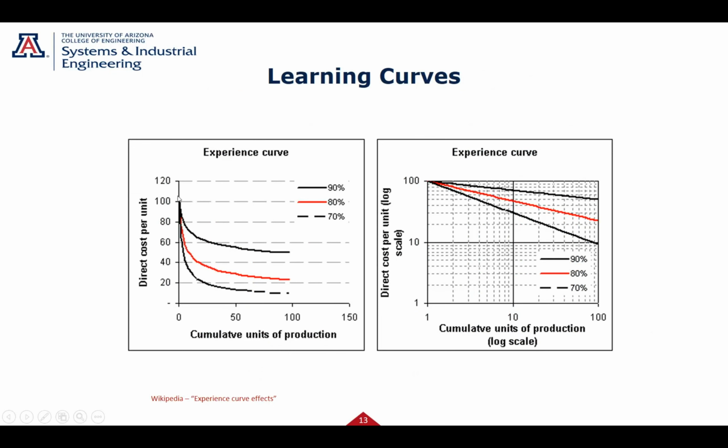This is what it looks like here if I graphed it. So if I had a 90% learning curve, 100 hours for that first unit. This is how the labor comes down per unit. 80%, 70, and you can see that. If I graph this on a log, you can see I'd get straight lines on those learning curves. So just different ways of plotting that data.